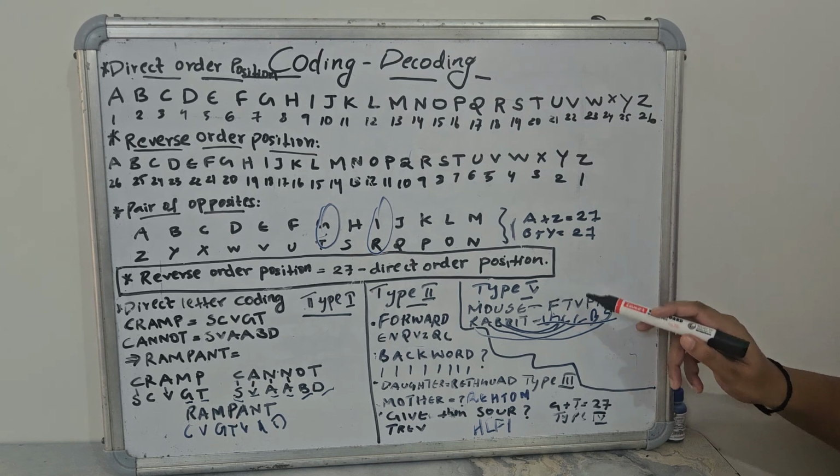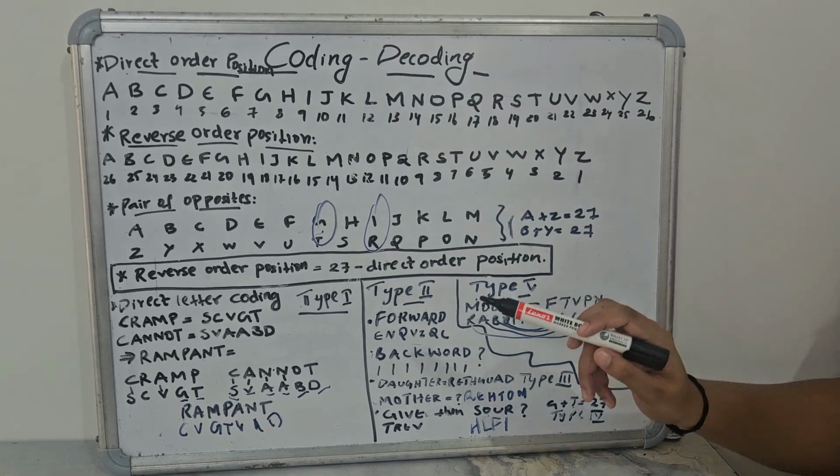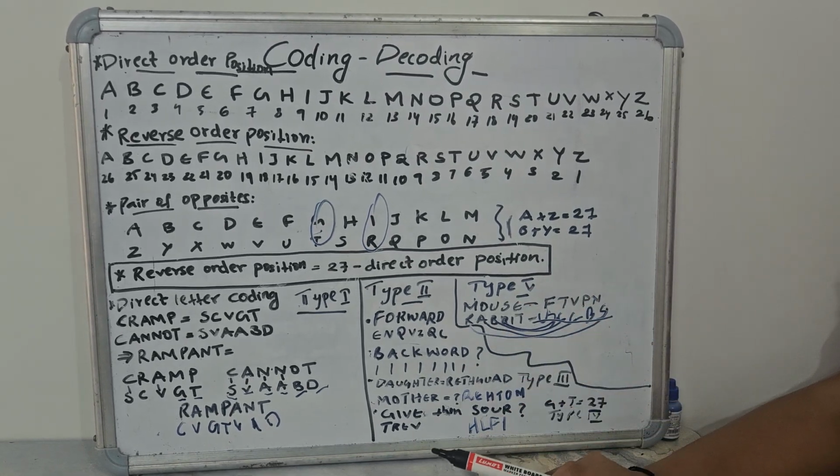So this is the fifth type of direct letter coding. These are the five basic types of letter coding.